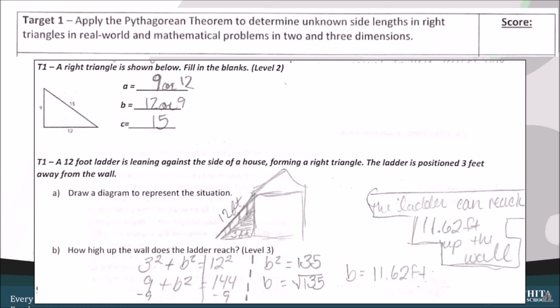She has shown her work, how she solved using the Pythagorean theorem to determine the missing height in our particular right triangle as 11.62 feet. So her work does show us that she does have an understanding of applying the Pythagorean theorem in 2 dimensions. So for this particular time and score, we would have her at a 3.